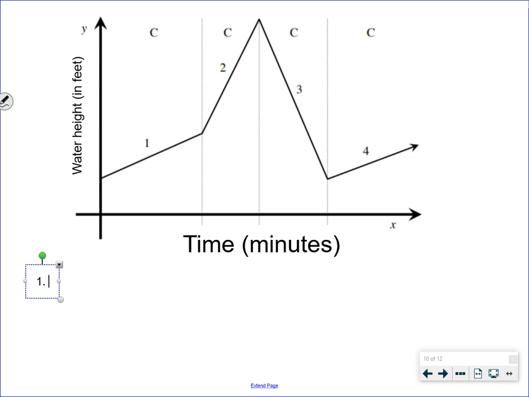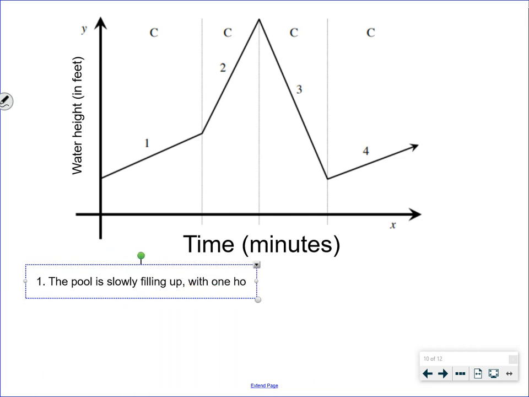In section number 1, the pool is slowly filling up with one hose only. Okay, so if you ever tried filling up a pool, it takes a really long time. I mean, we're talking about it takes hours and sometimes even days to fill up a pool. It's really, really slow.